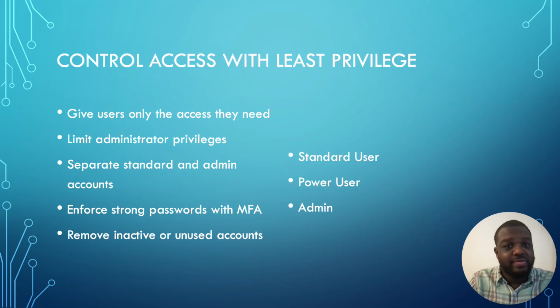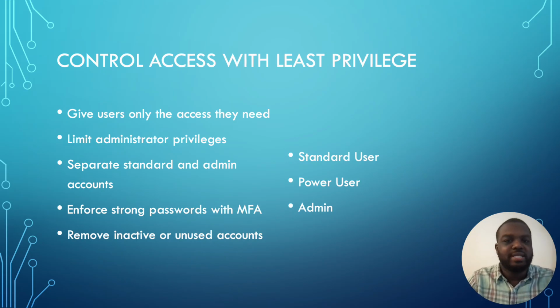As I was saying previously, the second major protection strategy is access control. The principle of least privilege means users and applications should only receive the permissions they actually need to perform their work. This is important because excessive access increases the damage that can happen if an account is compromised.